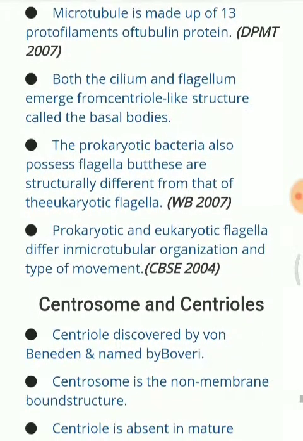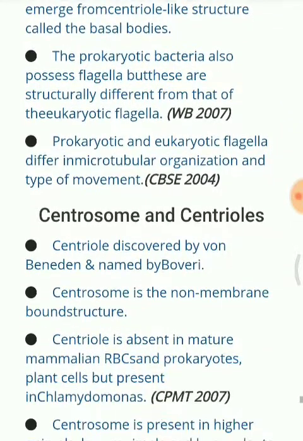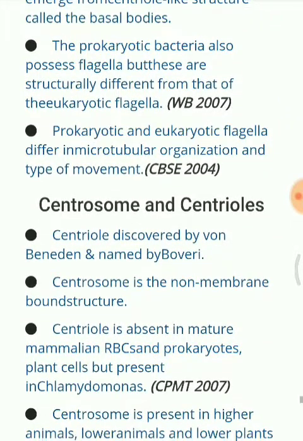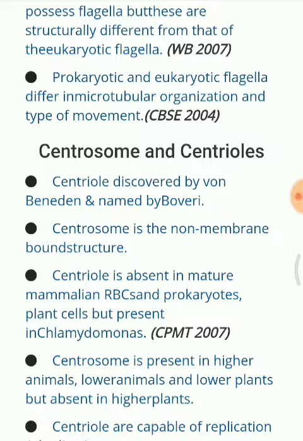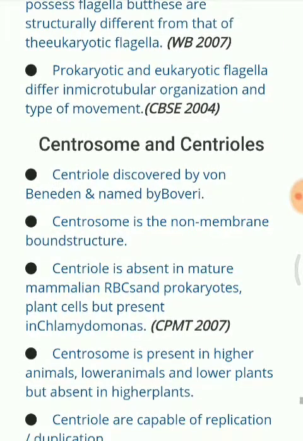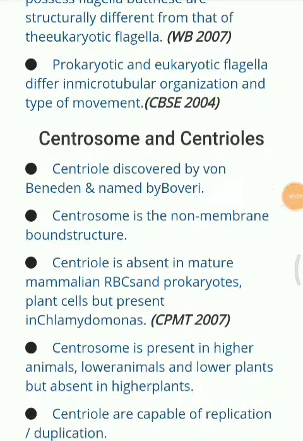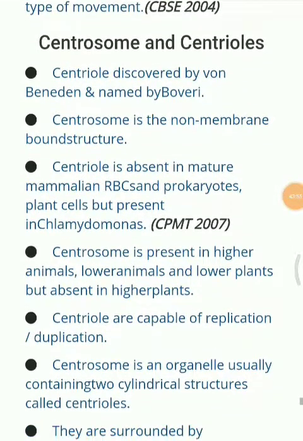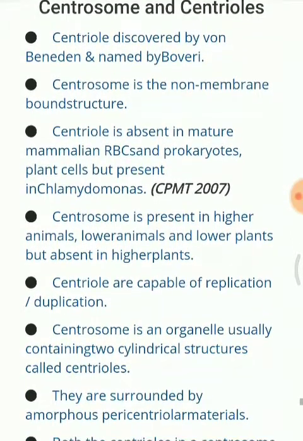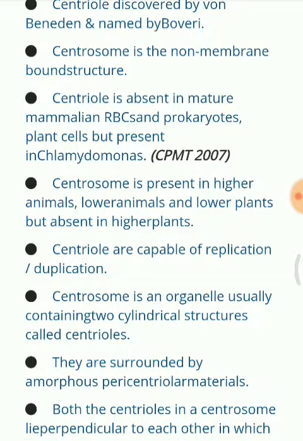The prokaryotic bacteria also possess flagella, but these are structurally different from those of eukaryotic flagella. Prokaryotic and eukaryotic flagella differ in microtubular organization and types of movement. Centrosome and centrioles. Centriole was discovered by von Beneden and named by Boveri. Centrosome is a non-membrane bound structure. Centriole is absent in mature mammalian RBCs, prokaryotes, and plant cells, but present in Chlamydomonas. Centrosome is present in higher animals, lower animals, and lower plants, but absent in higher plants.